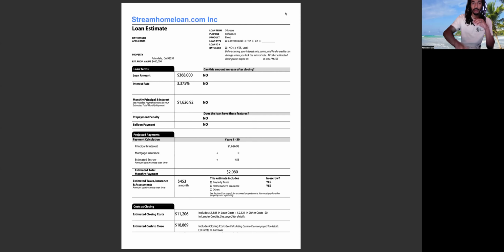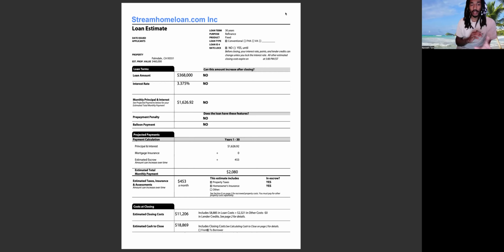So this is a loan estimate. As you can see, with the low interest rate of 3.375, this is something I pulled up randomly on my computer, an old file, and it was a refinance I did a couple years back. So the rates were obviously wonderful. I blanked out a bunch of the information just to keep it private, and I removed all the lender information as well, so you don't see loan numbers and things like that.